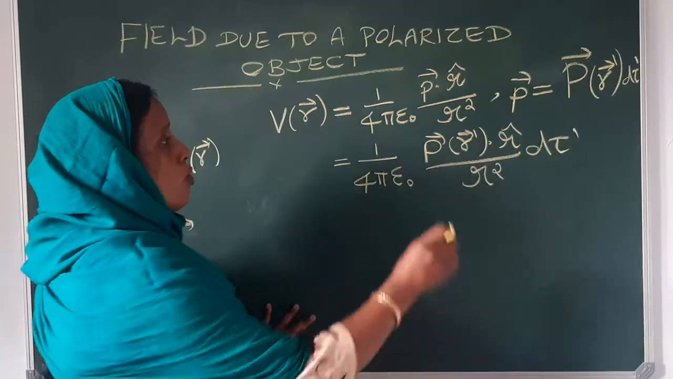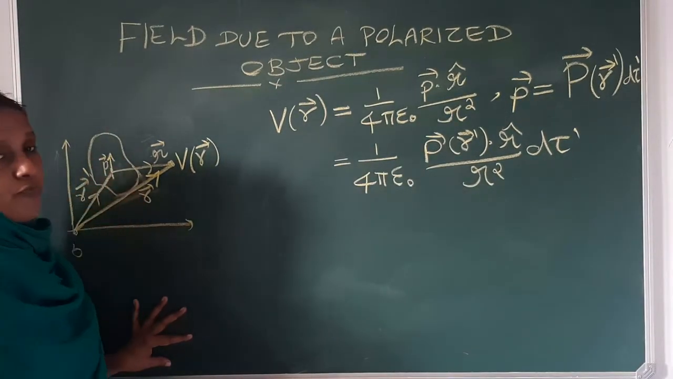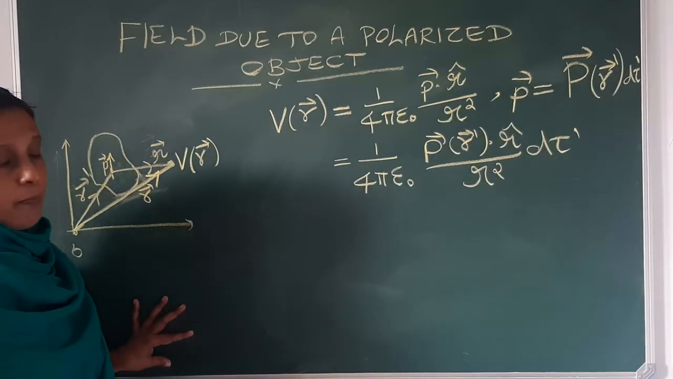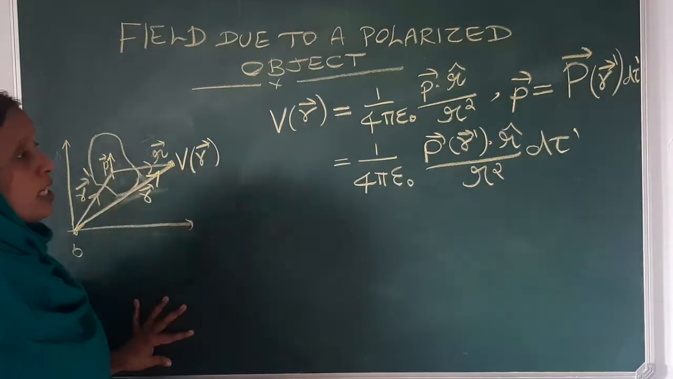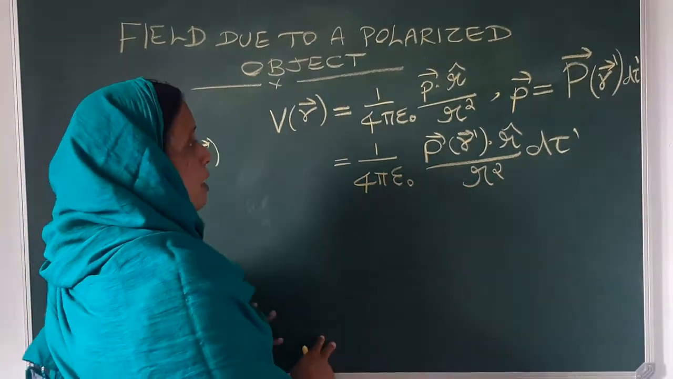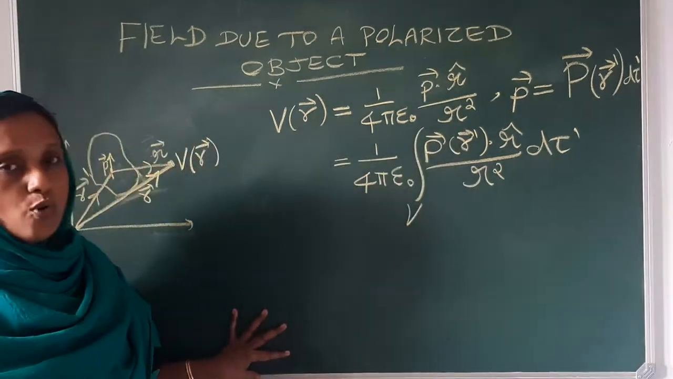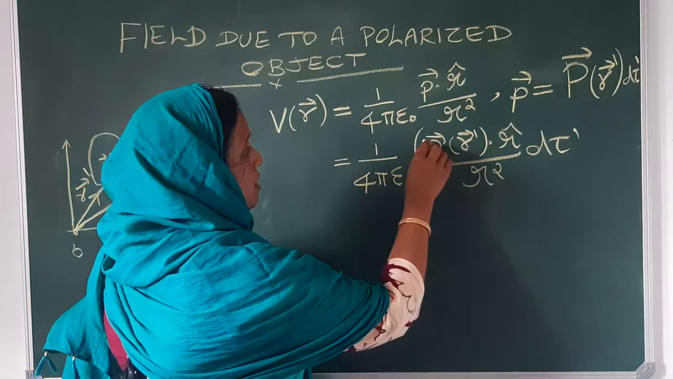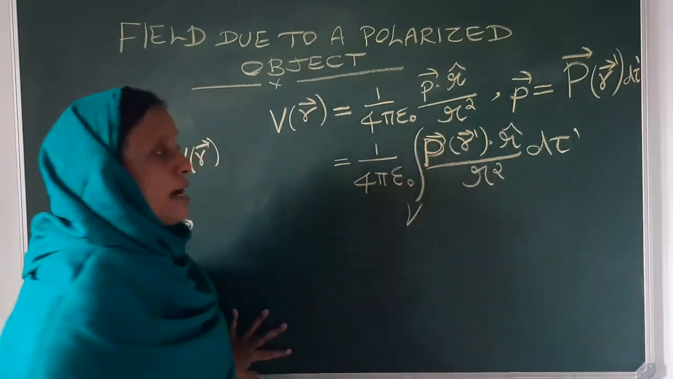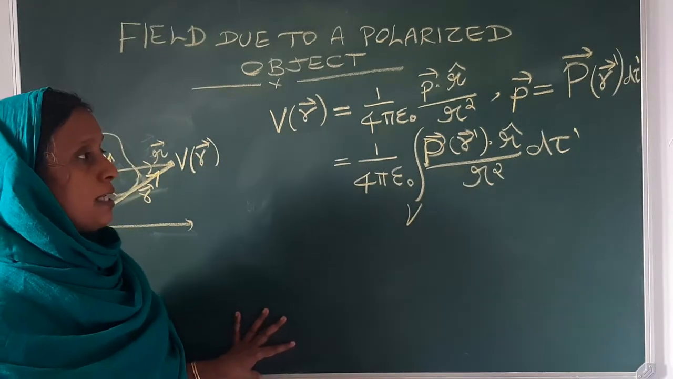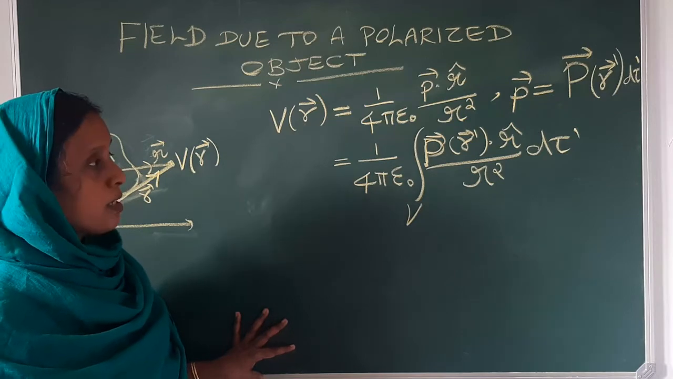Now this is due to a small elementary volume of the polarized object, but we know that the potential due to the entire polarized object is obtained by the volume integral. Here capital P represents the polarization vector.